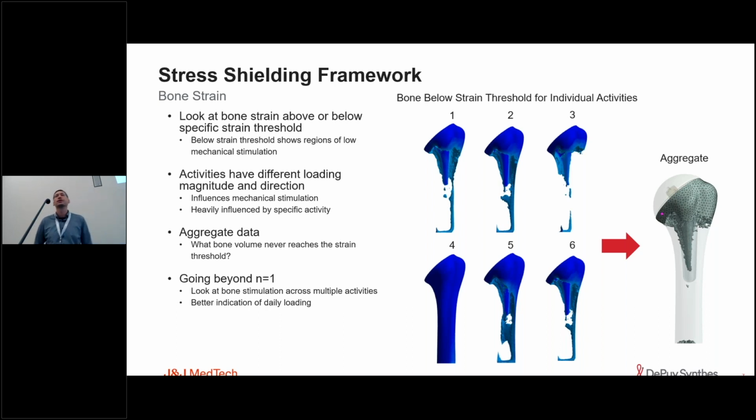What we really wanted to do is go beyond an N=1 study here. I don't think one activity really gives you a full picture of what's going on. So what we did was we looked at the volume of strain below our specified strain threshold for all 6 of those activities, which is the image you can see on the right. You can see most of the shielding is proximal, which you would expect, and that represents a much broader range of motion as opposed to just considering one specific activity from the set that we investigated in this study.